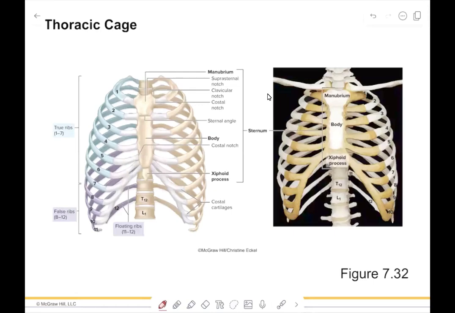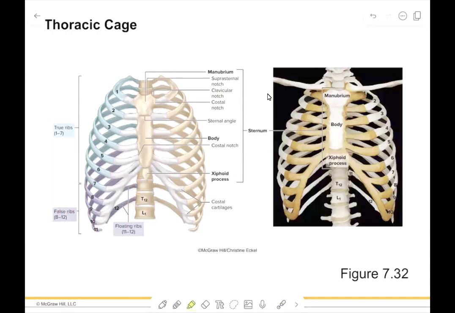This slide is showing the thoracic cage, and I want you to first notice that there are 7 pairs of true ribs. So that accounts for the first 14 ribs. Then pairs 8 through 12 are false ribs because they do not have a direct attachment to the sternum here. 2 of those false ribs are called floating ribs because they are not attached at all to the sternum.